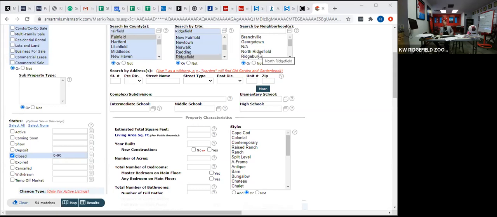So 18 is the absorption rate. Now we click off of closed, which means 18 properties per month in the last 3 months sold in the $400,000 to $600,000 range. Click on active, and look, you get 18 properties. So you don't have to be a genius to figure this one out, right? 18 a month. There's 18 on the market. That means we have a 1 month supply of inventory.